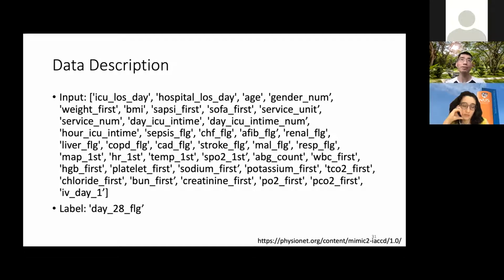And for the label, we choose this variable as the label. This variable means death within 28 days, which can be in the hospital or outside the hospital, following the ICU stay. Okay. And its values are binary, one for yes and 0 for no. Okay.